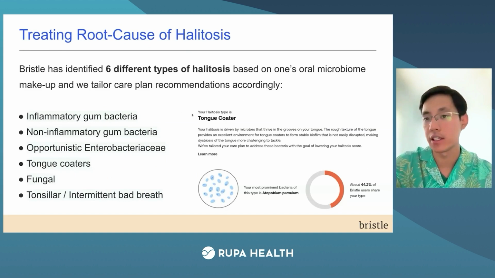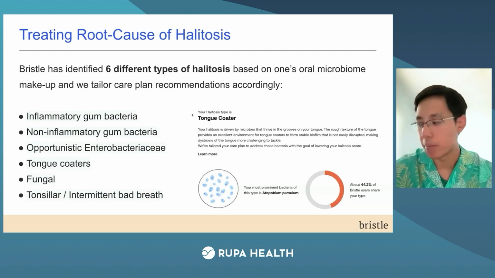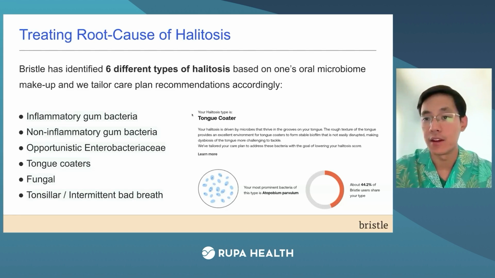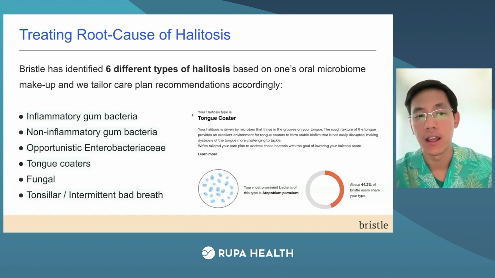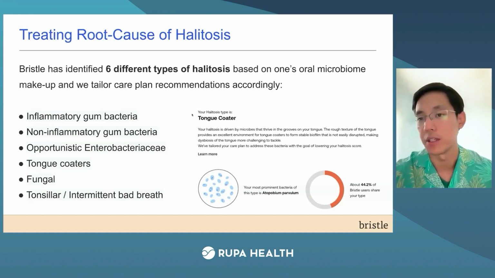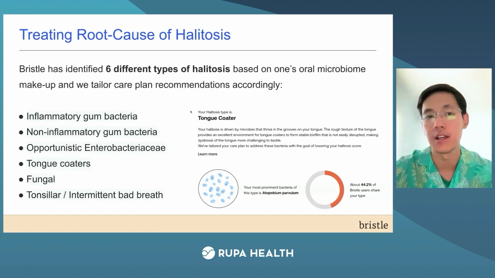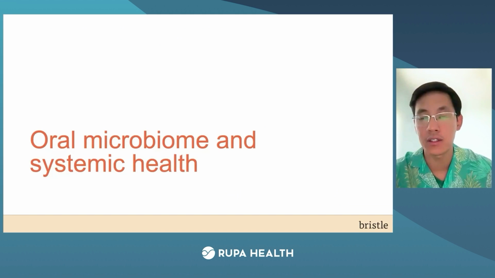There's also some bacteria that live at the gum line that are non-inflammatory. These can also cause halitosis. There's opportunistic species that can take over the mouth. And then there's ones that coat the tongue. There's an overabundance of fungi. And there's also tonsillar intermittent bad breath, which is sometimes more easily solved just by flushing the tonsils. Those are the 3 kind of oral health indications that we provide scores for.